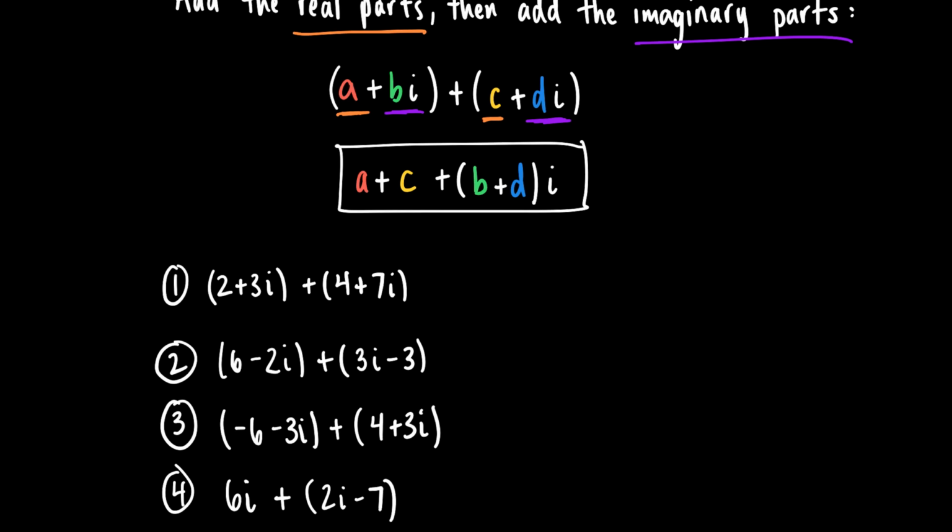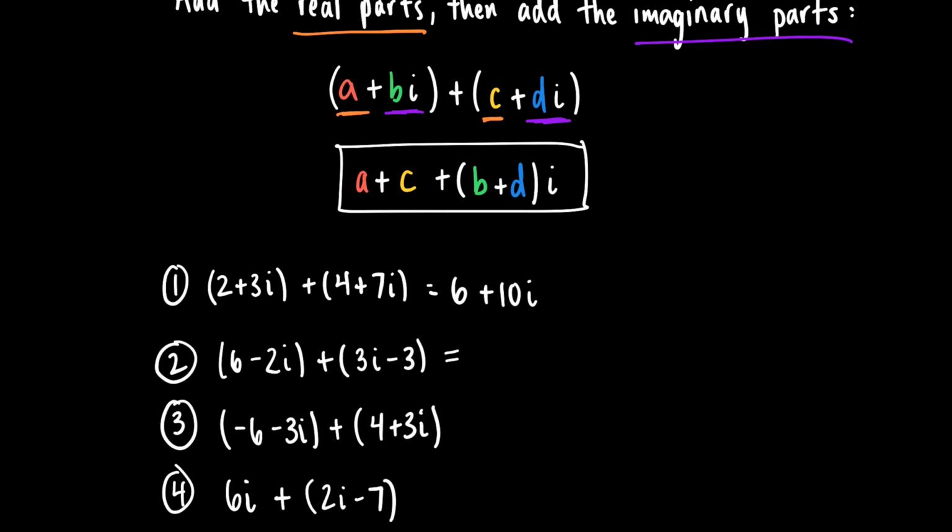Okay, so on this one, you've got 2 plus 3i and 4 plus 7i. Quite literally, this is just going to be 2 plus 4 is 6, and then 3i plus 7i is 10i. Notice how we started with two complex numbers, and we finish with a complex number, 6 plus 10i. Okay, that's it. That's all you have to do for these.